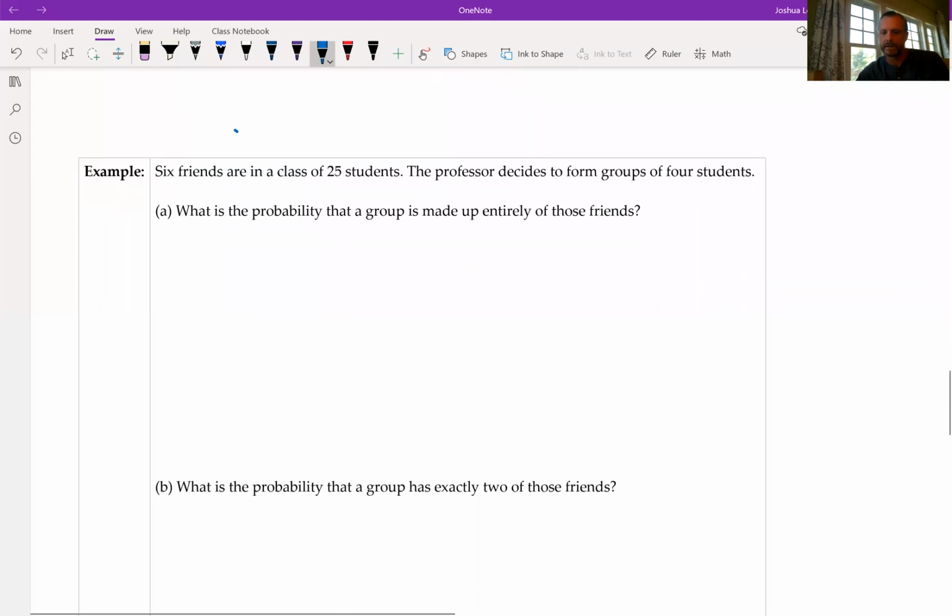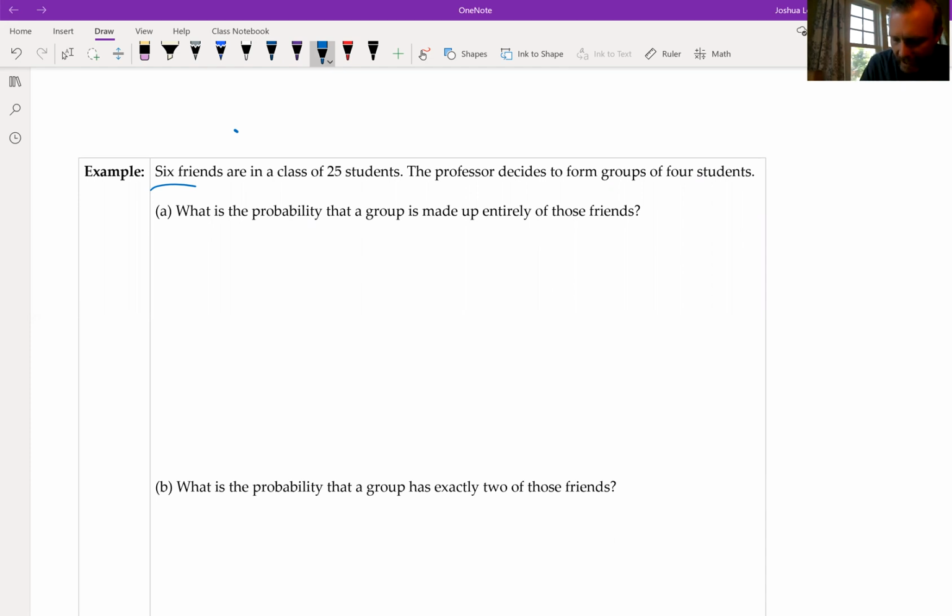All right, so let's look at this next example. 6 friends are in a class of 25 students. The professor decides to form groups of 4 students. So what is the probability that a group is made up entirely of those friends? In other words, you've got a group of 4, and all 4 of those came from that group of 6. Well, let's think about this.